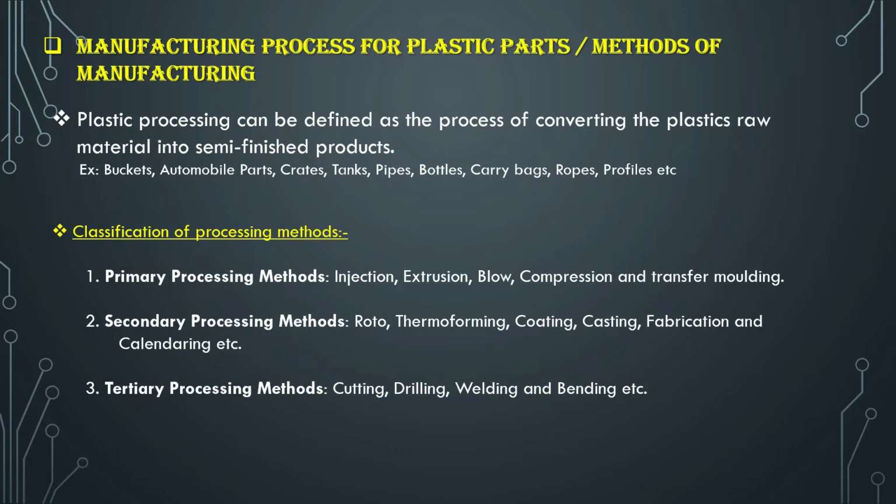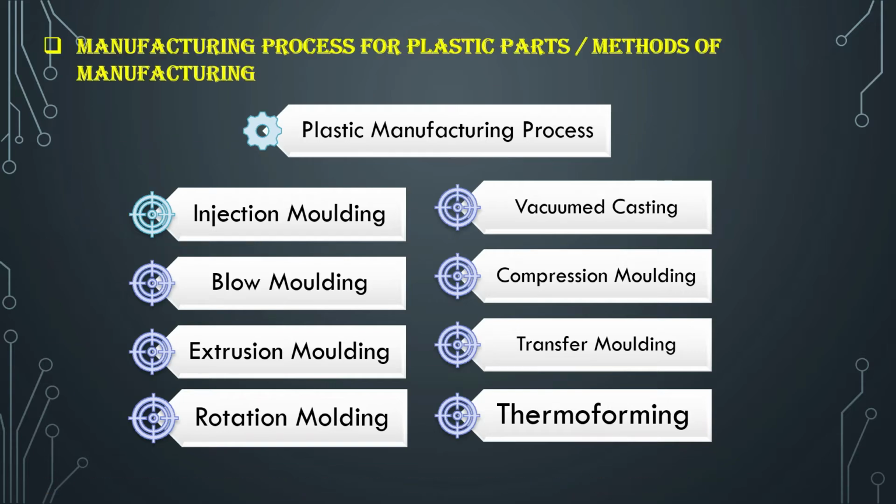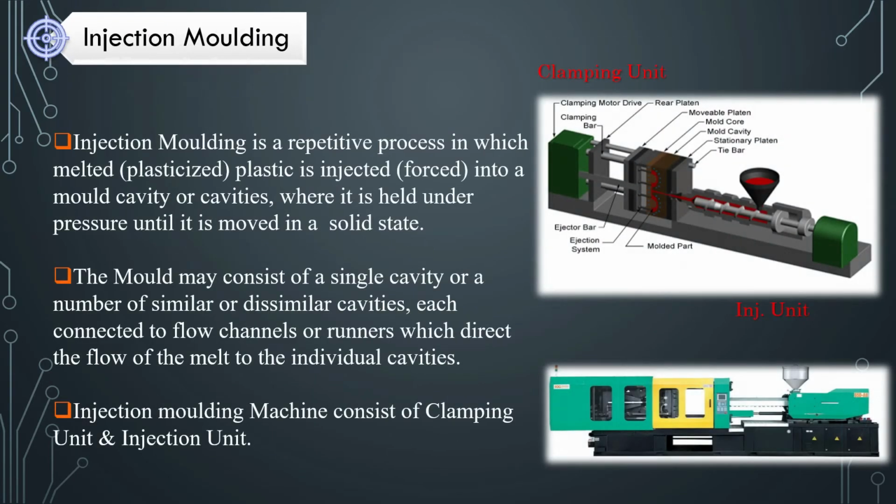processing method. The primary processing includes injection molding, extrusion, blow molding, compression molding, transfer molding, etc. The secondary includes thermoforming, coating, casting, fabrication, etc. And the last one includes different operations like cutting, drilling, and welding. So we'll discuss injection molding first. As we discussed, those are a few plastic manufacturing processes. So we'll start injection molding.